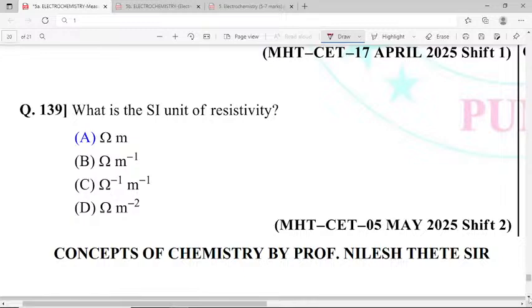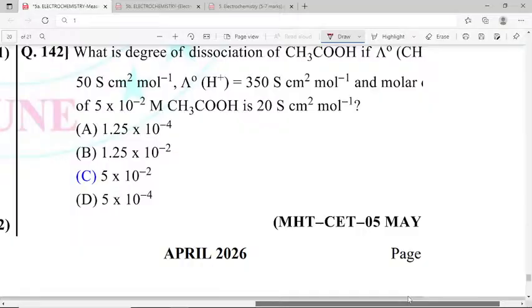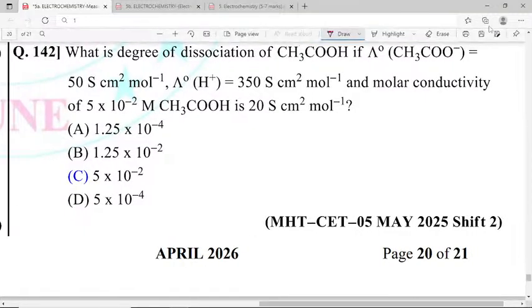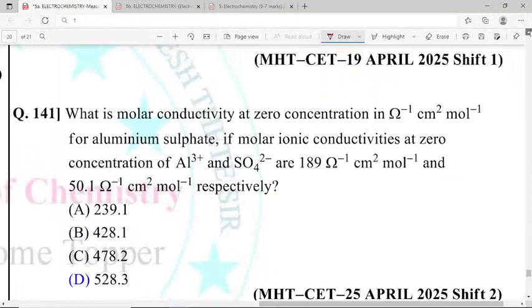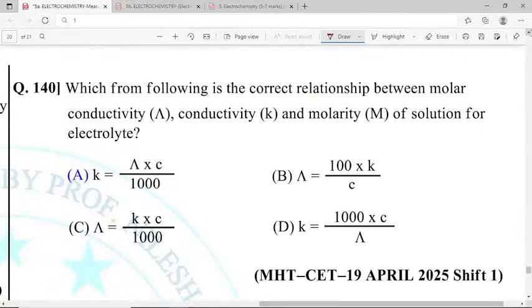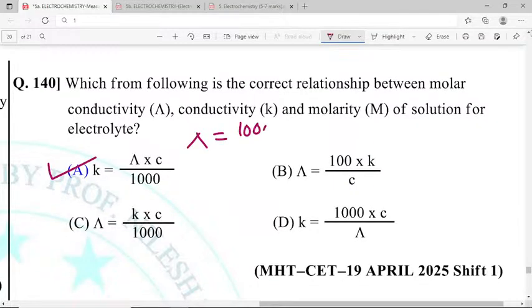What is the SI unit of resistivity? Ohm meter. Ohm meter is the SI unit of resistivity. Which of the following is the relationship? Same question, molar conductivity is equal to 1000 K by C. So K is equal to lambda C divided by 1000.